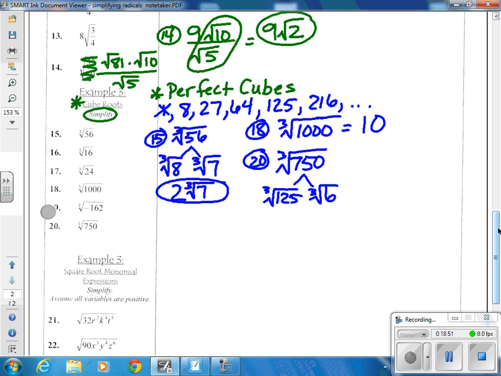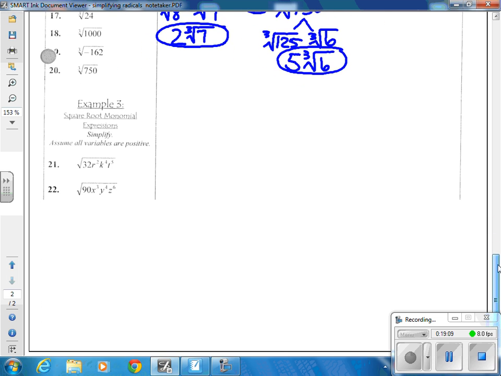125 times 6 is what makes 750. We have 125 in our perfect cube list, so that's 5, and then cube root of 6 stays cube root of 6. So this is as simplified as that one will go. All right, so go ahead and try the others in that section and see what you can come up with in terms of your perfect cubes. We will continue to practice with these in class as well.